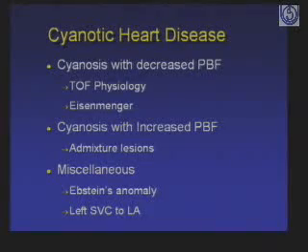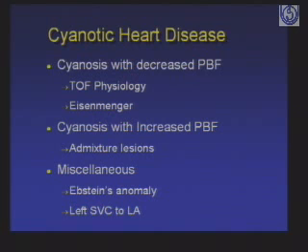Now I think we should start with the main topic, that is cyanotic congenital heart disease. Cyanotic congenital heart disease, though it includes many defects, we can summarize in three groups. First, cyanosis with decreased pulmonary blood flow, which includes the TOF physiology and the Eisenmenger. One is treatable, another is non-treatable.